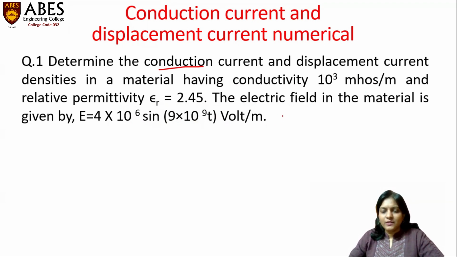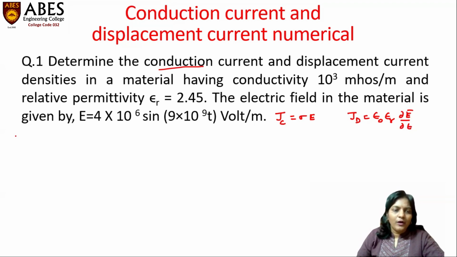So as we are going to give the solution, first of all, I will write the formulas. We know that Jc is equal to sigma E. This is the conduction current density. And Jd is equal to epsilon naught, epsilon r, del E by del t.